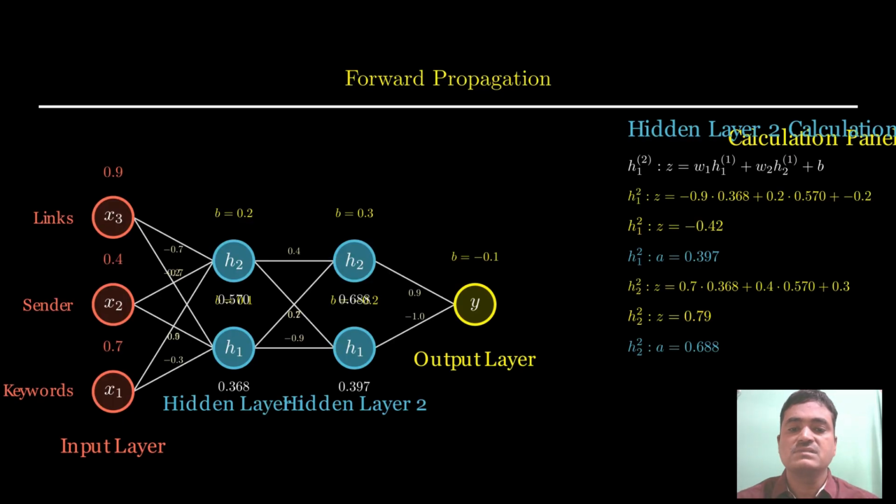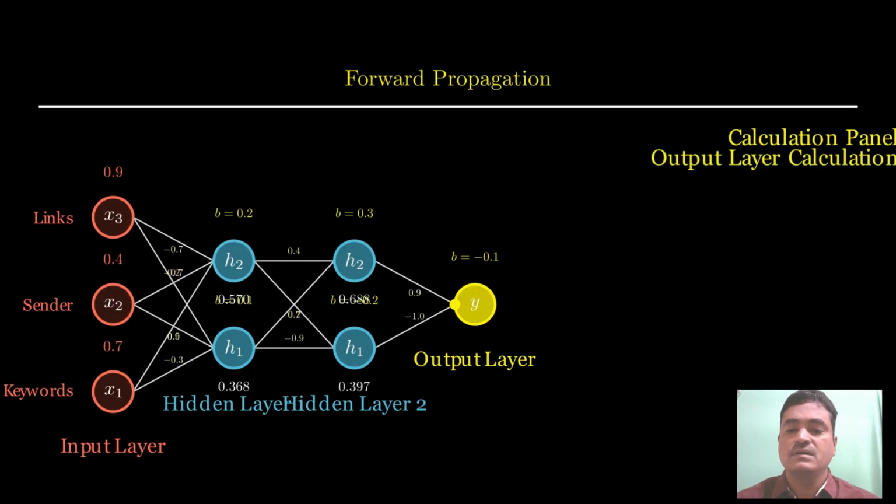Now watch very closely, yellow dots emerge again from hidden layer 1 traveling towards the hidden layer 2. The calculation panel updates showing how previous layer activations become new input, h1 of 2. Z is equal to w1 h1 of 1 plus w2 h2 of 1 plus b. Each neuron undergoes the same z calculation and sigmoid transformation. Resulting activation values appear below these neurons and their circles fill with blue color.